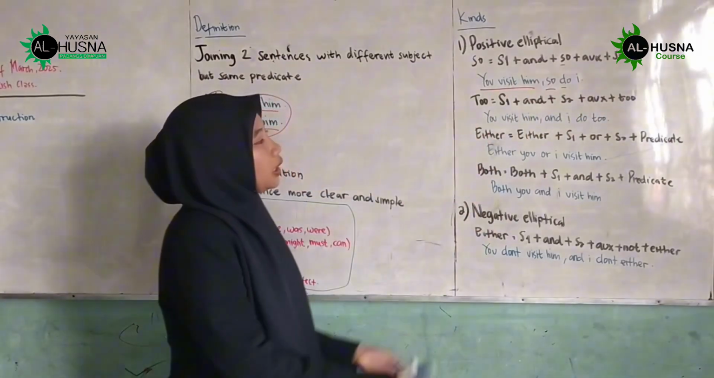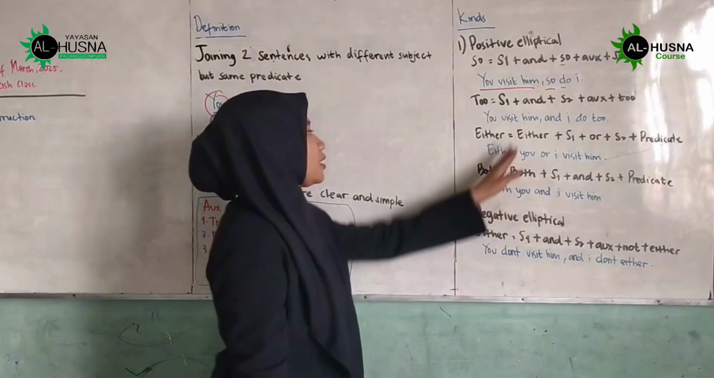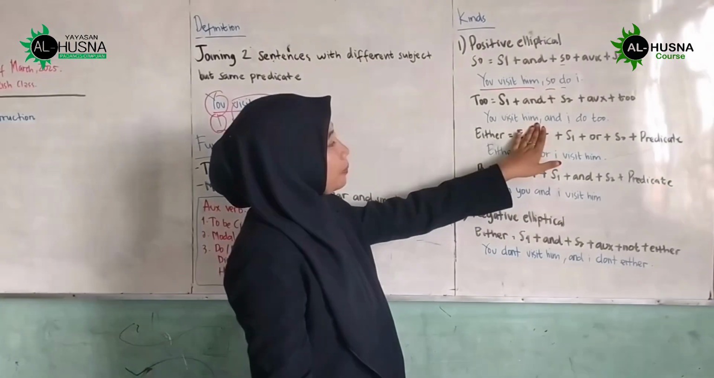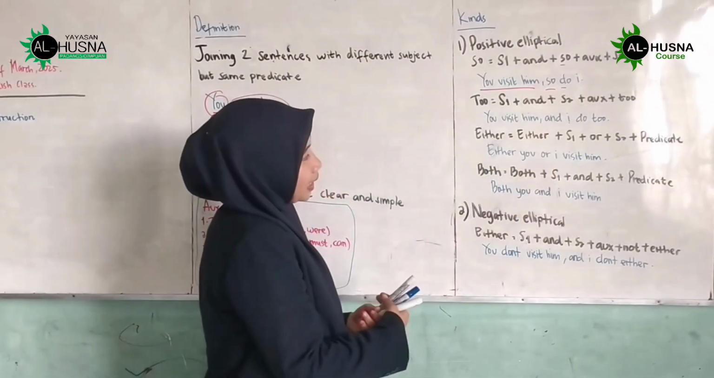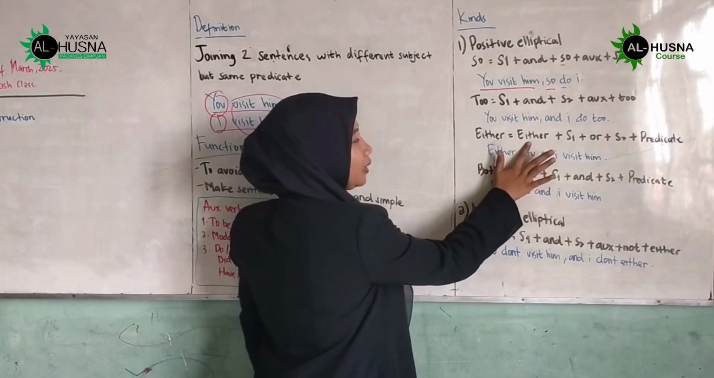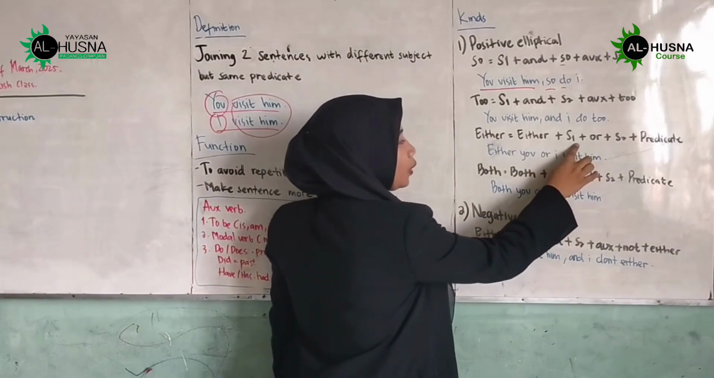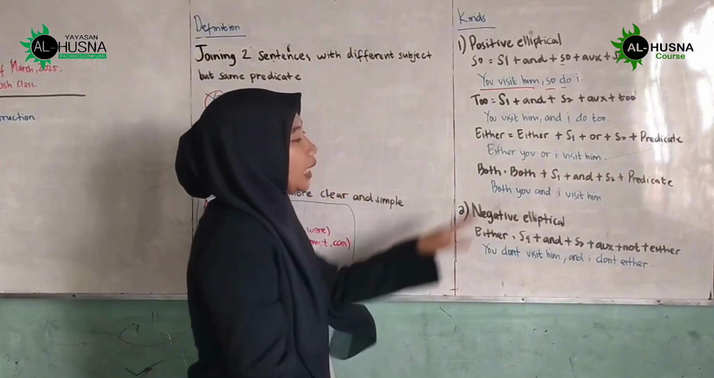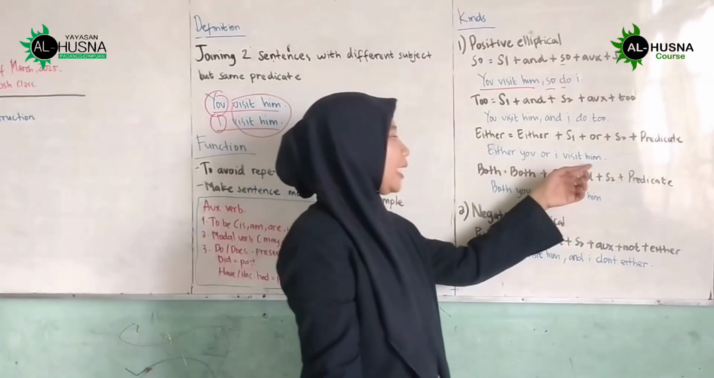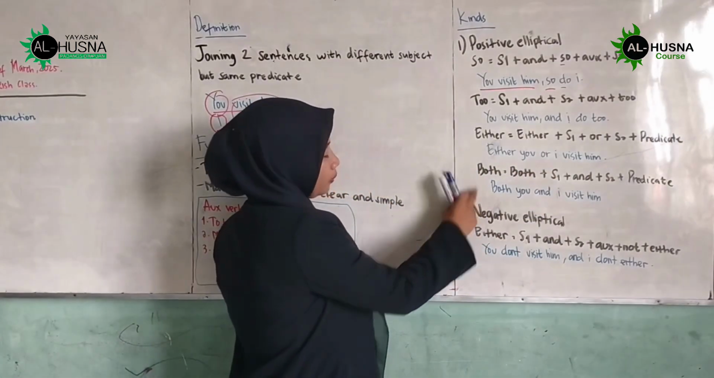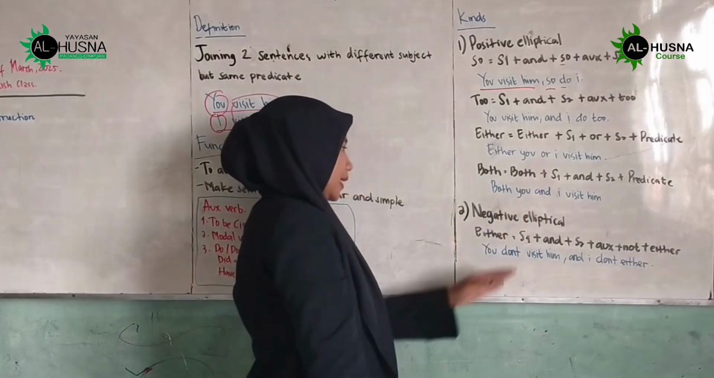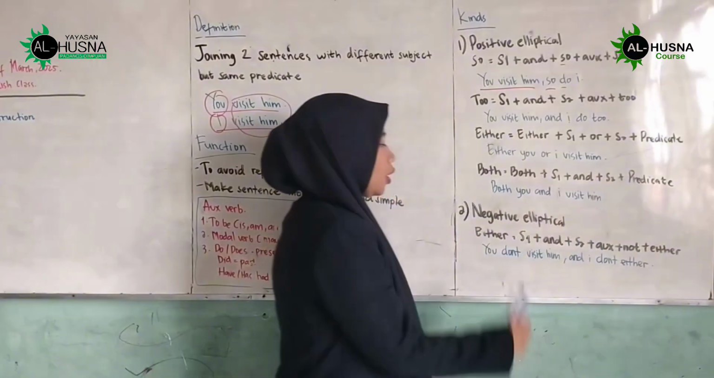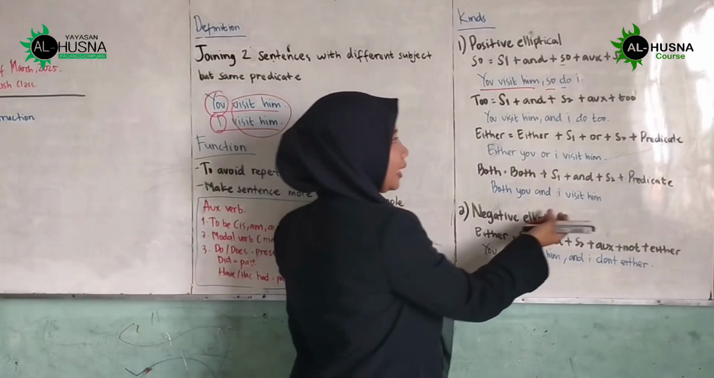Okay? Next, too. We form first sentence plus conjunction and the second subject, auxiliary, and too. You visit him and I do too. Next, there's either. We form either plus first sentence with conjunction or second subject and the predicate. With example, either you or I visit him. Next, there is both. We form both plus first sentence, conjunction and second subject plus predicate. Both you and I visit him.